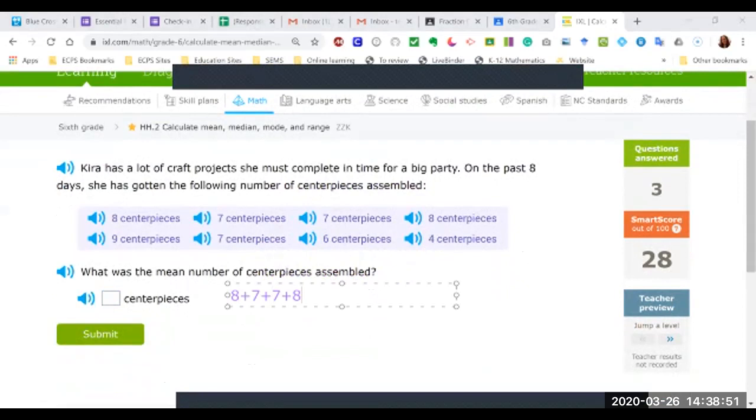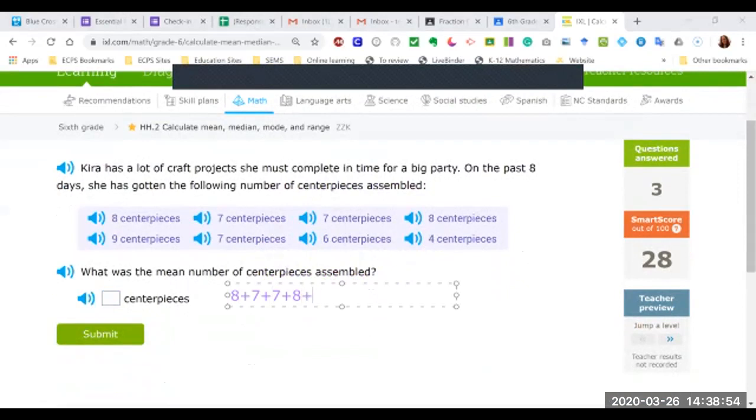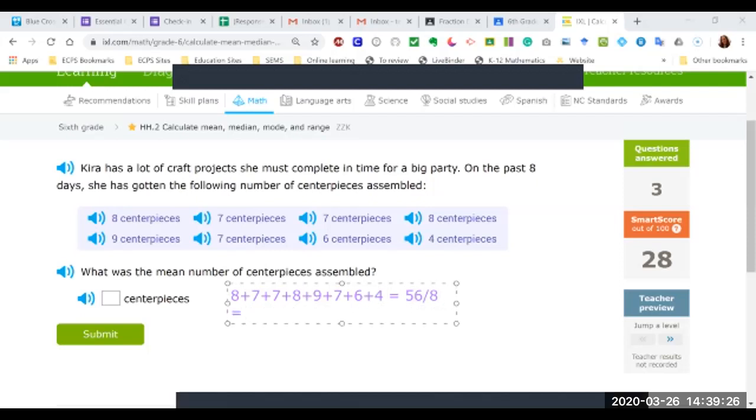They make it really easy to figure out how many numbers there are. How many numbers are there? 8. Yep. So go ahead and add. 56. Yes. Then we're going to divide by the number of numbers, which is 8. That gives me 7. Good.